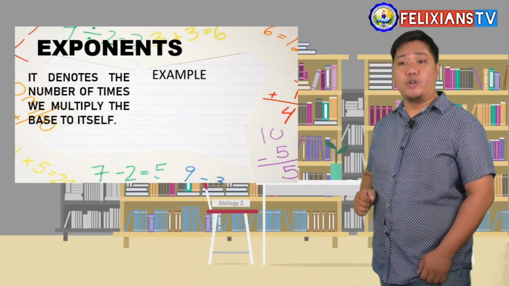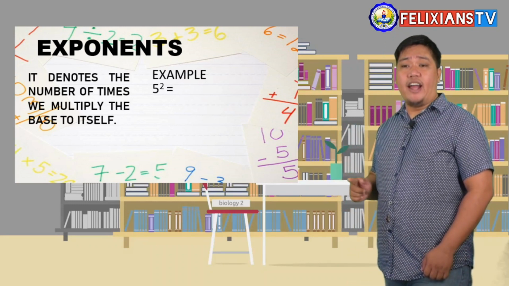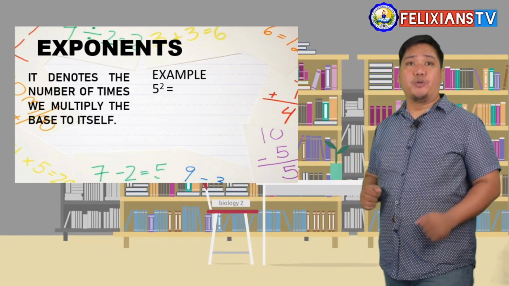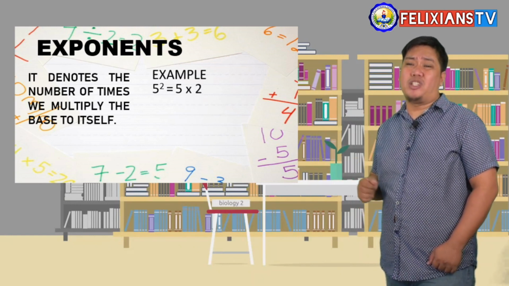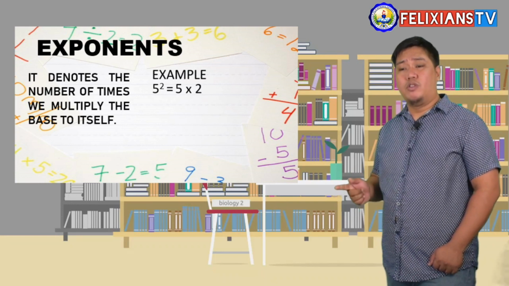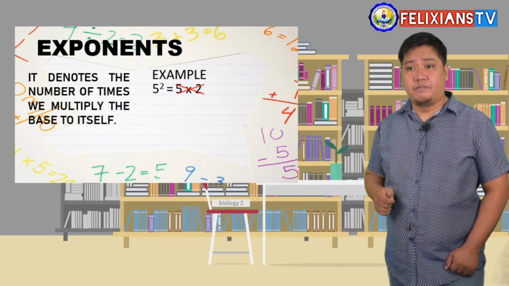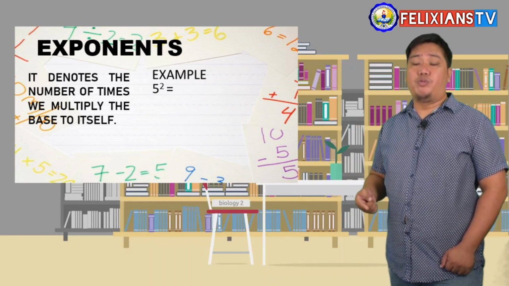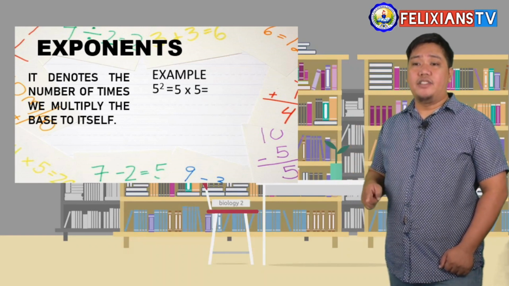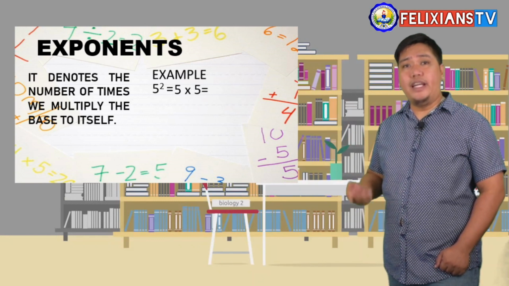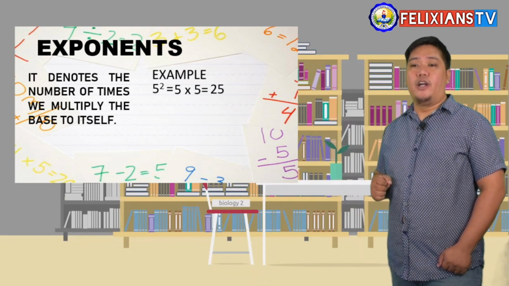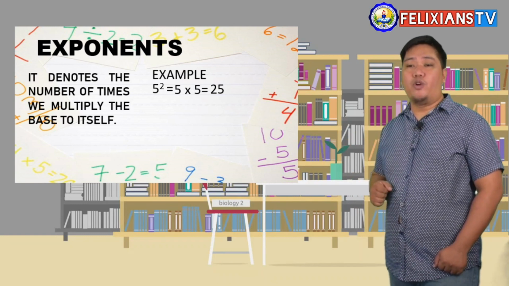The first example is 5 raised to the second power, or 5 squared. What we usually do is simply multiply 5 by 2, which is the common mistake. What we should do is multiply 5 times 5, and that will be equal to, very good, it's 25. Okay, next, let's have some more examples.